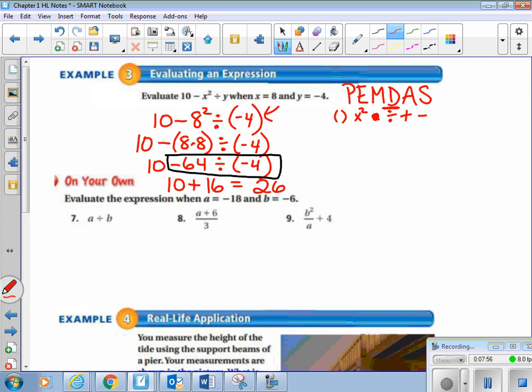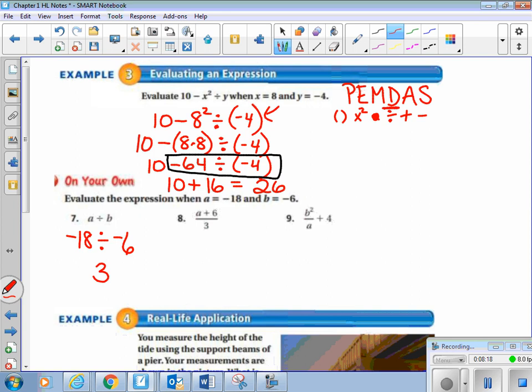Number 7, I'm going to substitute in negative 18 for A. So A is negative 18. Divided by B, and B is a negative 6. So negative 18 divided by negative 6. My signs are the same, therefore my answer is positive. 18 divided by 6 is 3. Negative 18 divided by negative 6 is also 3.